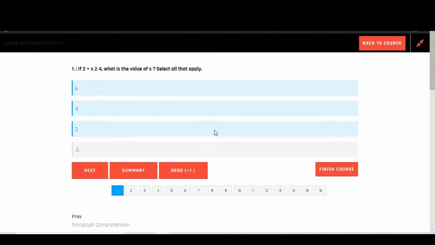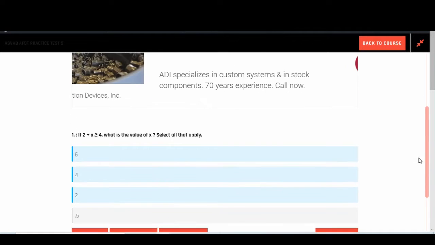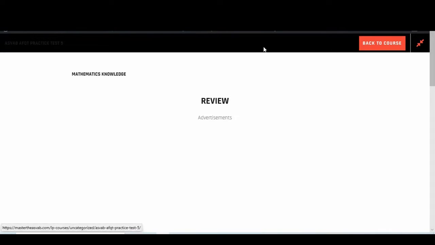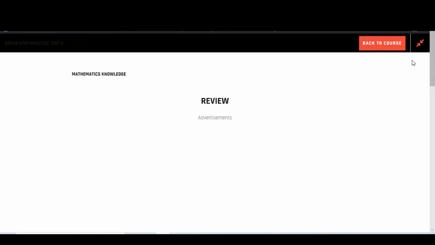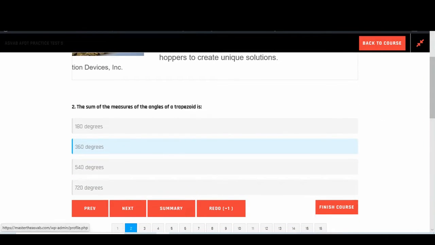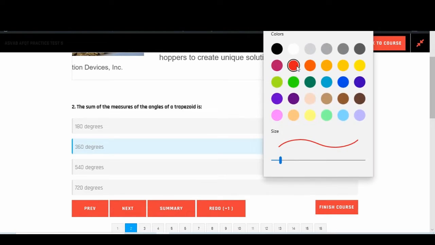Let's go ahead and move on to number 2. And again, I like to think that the mathematics knowledge subtests are easier than the arithmetic reasoning subtest. They generally require less arithmetic, which means they're less tedious to work out.